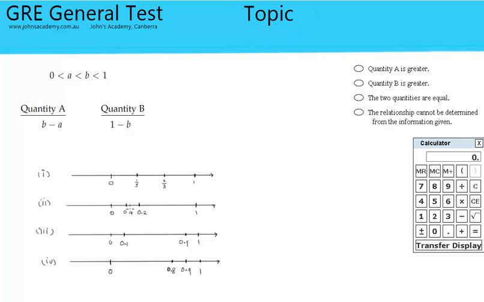Case number 2 is when A and B are very close to each other, near the vicinity of 0. And 3 is when A and B are close to 0 and 1 respectively, and case number 4 is when both of them are really, really close to 1.